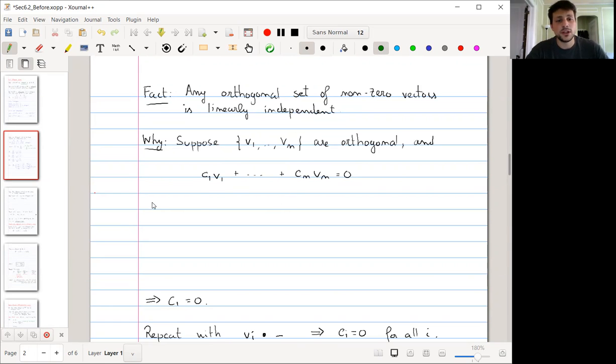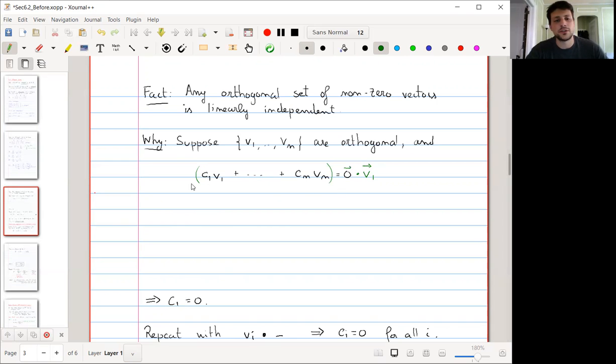How can we do that? Well, if we're writing the 0 vector like so, we can do the following thing. I take both sides of this equation and dot them with the vector v1.